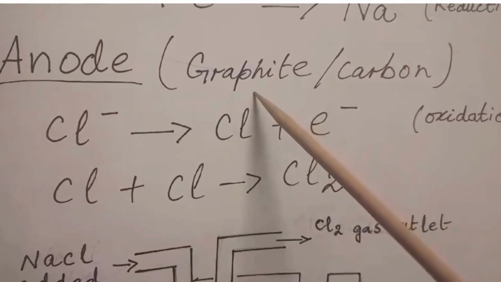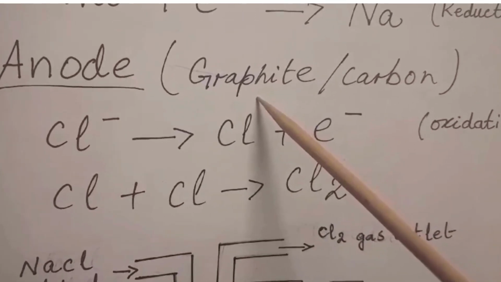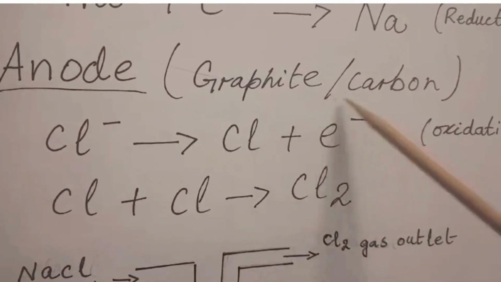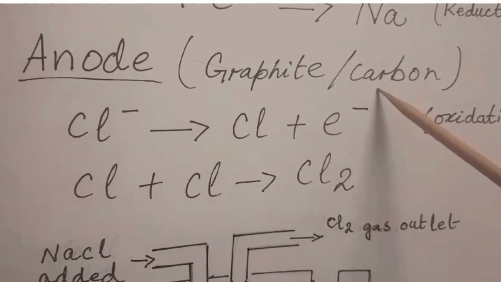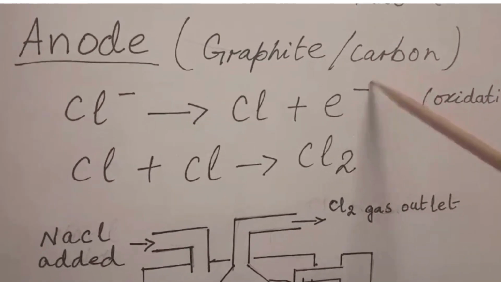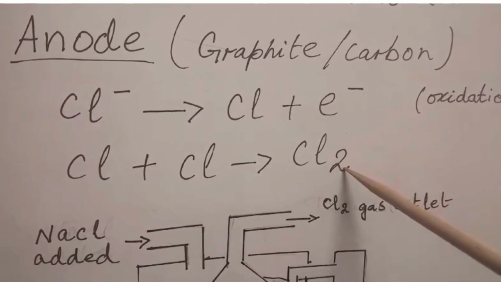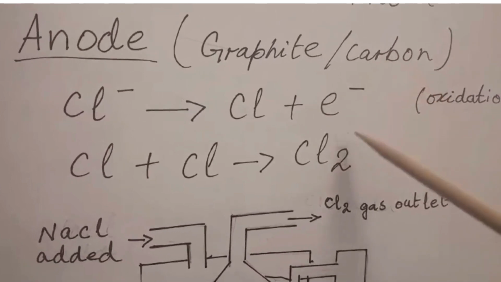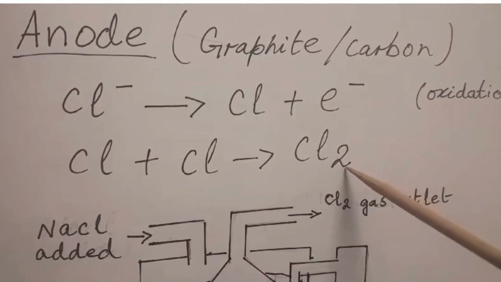And anode, as we discussed, is made up of graphite or carbon, which is a neutral electrode, because at anode the chlorine gas is made, so neutral electrode doesn't react with the chlorine gas.